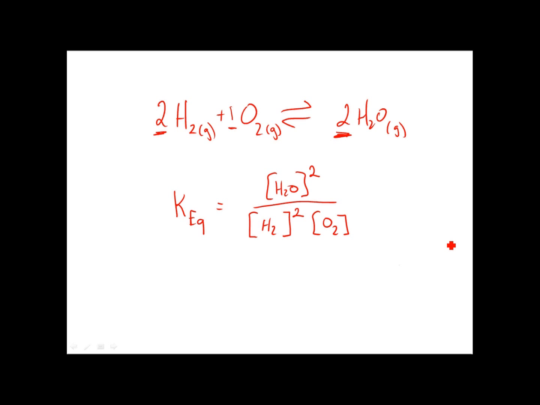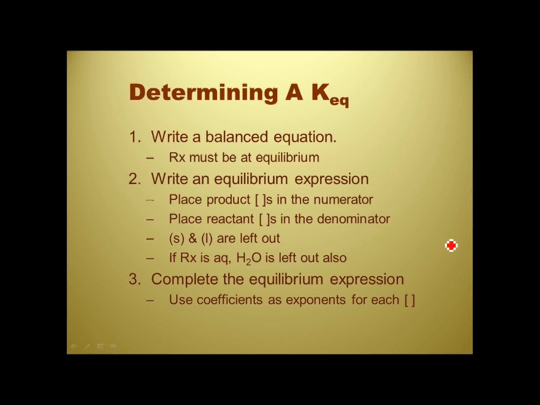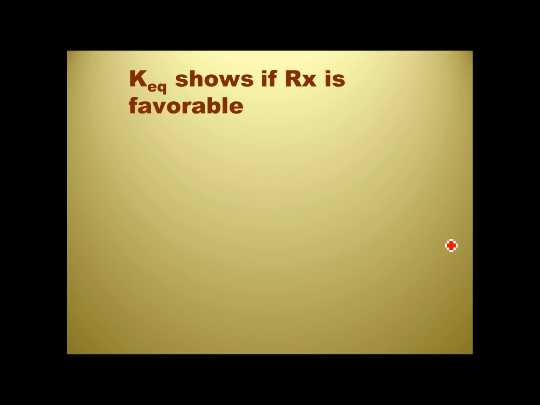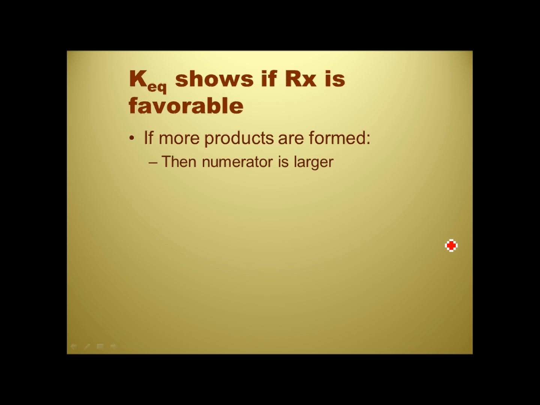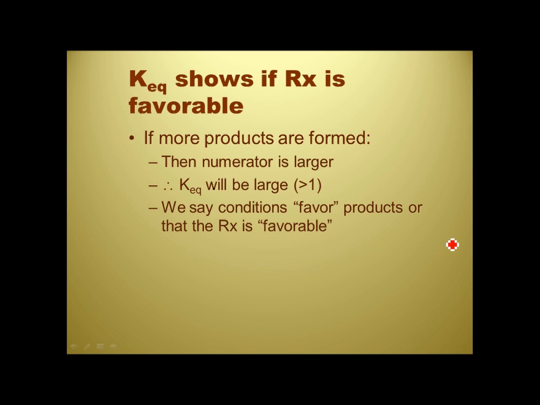All right, so continuing where we left off here, let's take the whiteboard away. So that's basically how we write an equilibrium expression. KEQs, the whole reason why we're calculating KEQs is because we want to see if the reaction is favorable or not. More products are formed, what that's going to tell me is the numerator is larger. That means the KEQ is going to be larger than 1. We talked about that previously. We say that the conditions of this reaction favor the products, or sometimes we say we want to talk about the reaction. We say the reaction is favorable. Notice we can talk about it both ways.